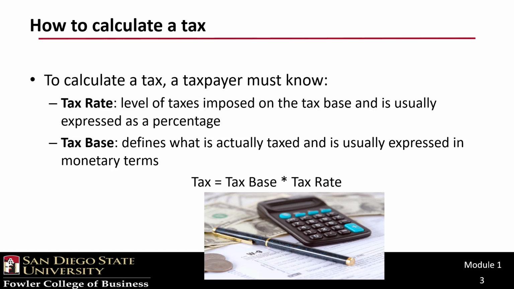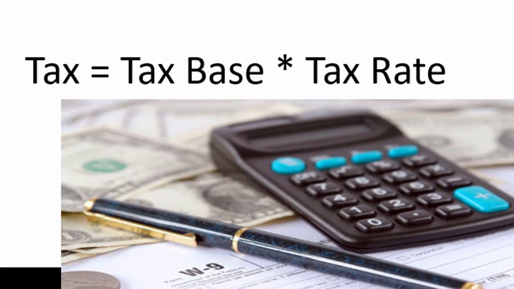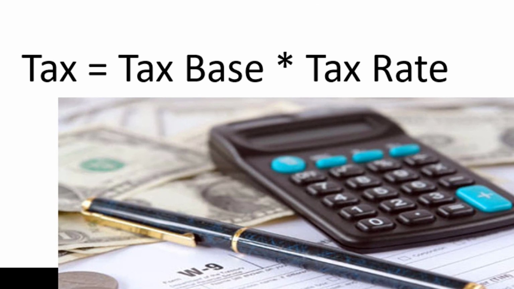To calculate a tax, you need to know two things. The first is the tax rate, and the second is the tax base. The tax rate is the level of taxes imposed on a base. We usually think about that as a percentage, but it doesn't have to be. And the base defines what is actually being taxed and is usually expressed in monetary terms, but again, not always. So tax equals tax base times tax rate.